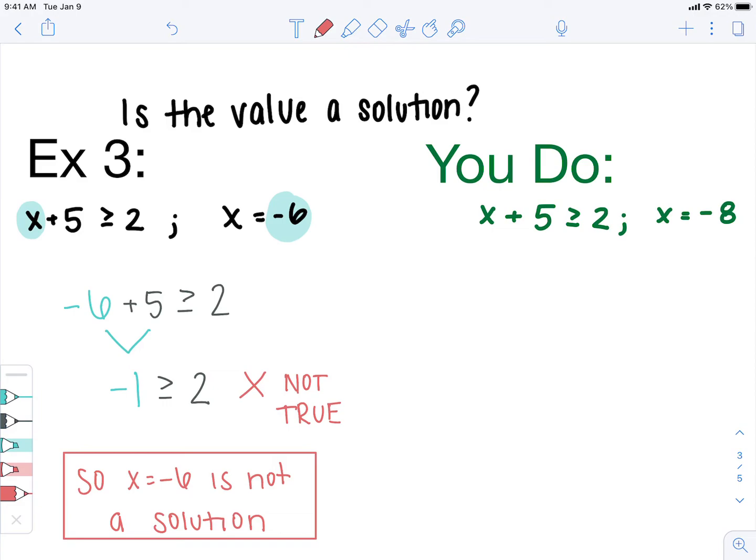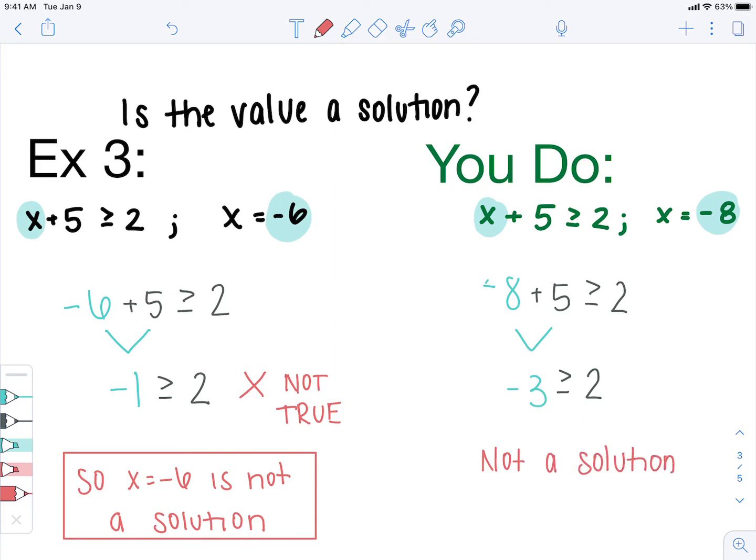Plug in. You're going to plug in that -8, right? You're going to take -8, you're going to plug it in for x. When you do that, you get -8 plus 5 is greater than or equal to 2. Do -8 plus 5 gives you -3 is greater than or equal to 2. Is that true? No, right? -3 is definitely not greater than 2. Not a solution.